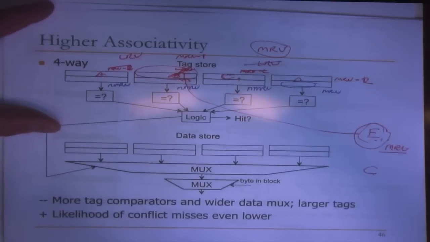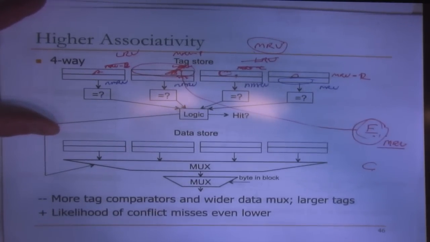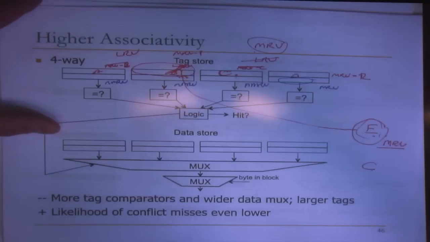And how do you keep track of that information? Or how many bits do you need to keep track of that information for this set? What is the minimum number of bits you need? One bit? Yeah.